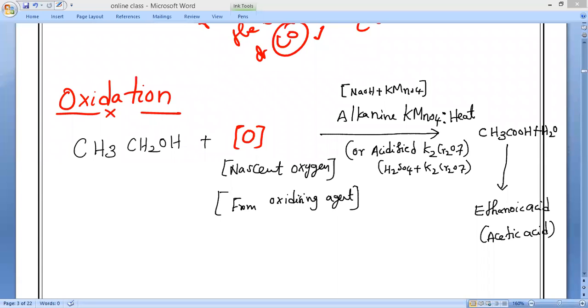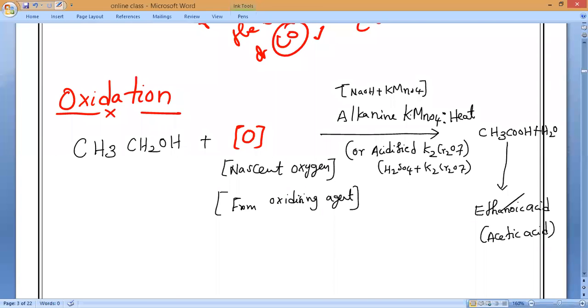So now write it, everyone. This is the oxidation reaction. Now how will it happen? Let us discuss this oxidation. You can take either alkaline KMnO4 or acidified K2Cr2O7, whichever you like. Now what will happen here? How is it producing nascent oxygen?